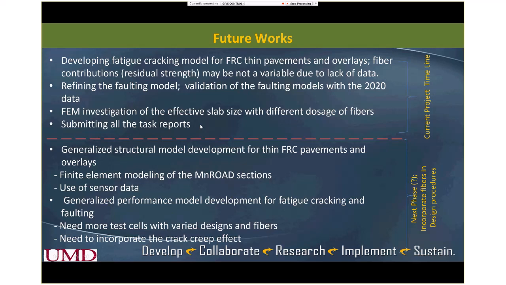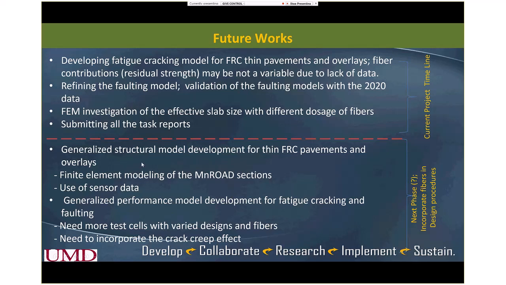We are behind schedule on submitting the task report. I was just talking to Ben, we probably committed to a lot of reports, and we could put a lot of this analytical work into fewer reports, but we are working on those reports now. So these are the tasks that I mentioned. This will be within the current project timeline, but I think our research doesn't stop here.